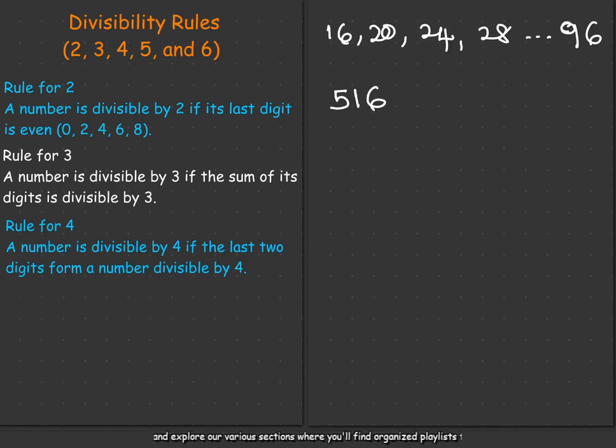our focus here is the last two digits. So our last two digits, as you see, is 16. So you ask yourself, is 16 divisible by 4? If it is divisible by 4, then it simply means this whole number here, which is 516, is also divisible by 4. That is, 4 divides it without a remainder.